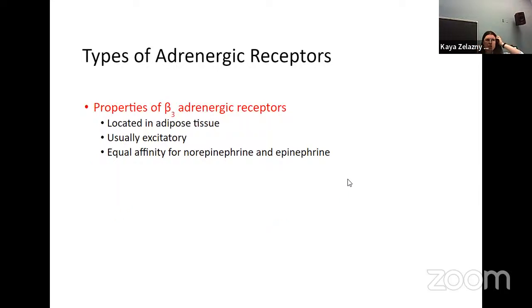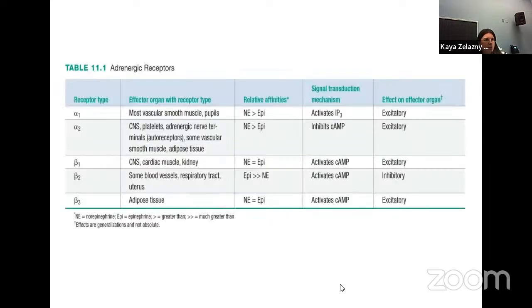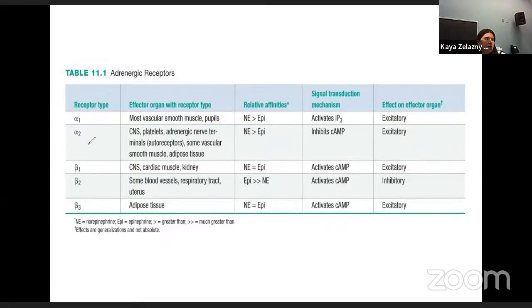The beta-3 adrenergic receptors, they're going to be located in adipose tissue. They're usually going to be excitatory, and they are going to have equal affinity for norepinephrine as they do for epinephrine, just like those beta-1 receptors did. So we have a chart, basically, and that's probably what I left you with, right? So the way we are looking at this, so we have our alpha receptors, alpha-1 and alpha-2, okay? And what we notice about the alpha receptors is that they prefer norepinephrine to epinephrine.